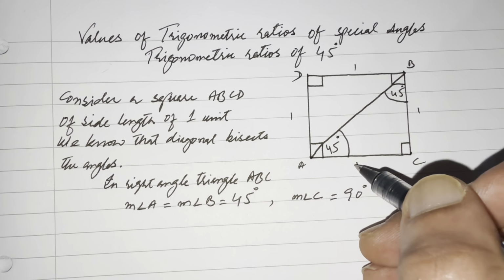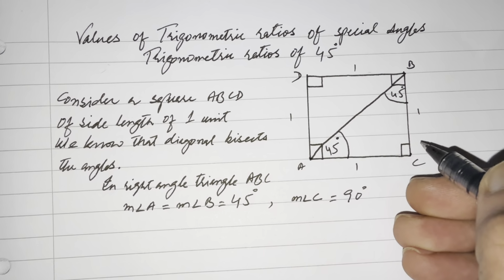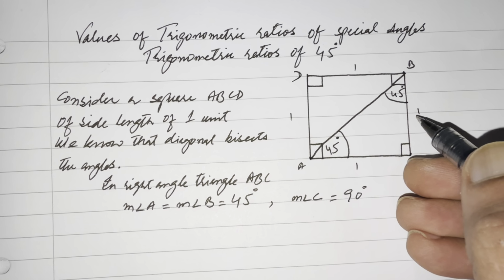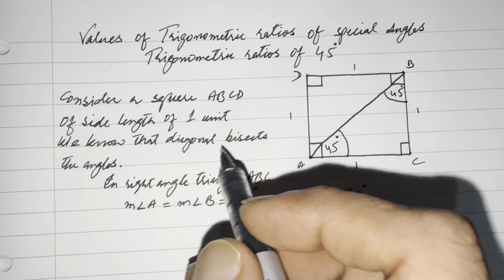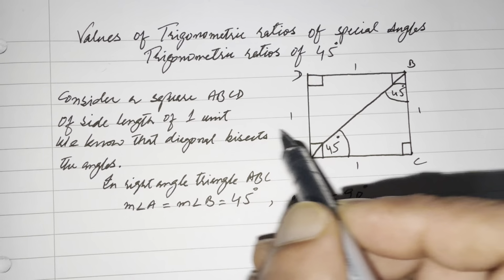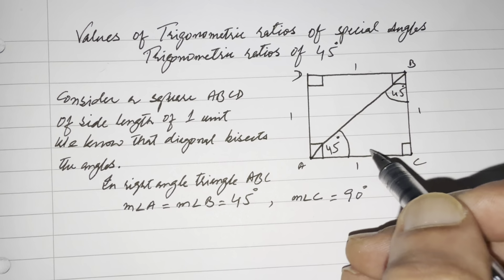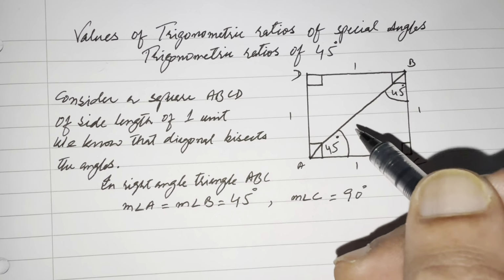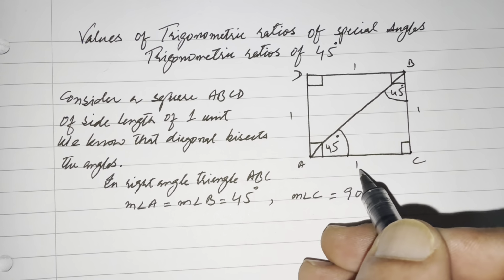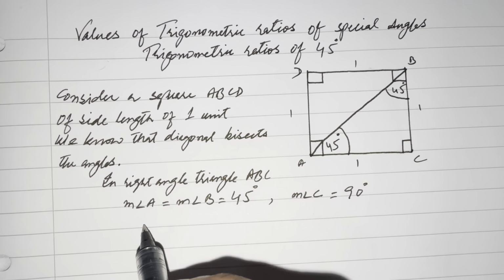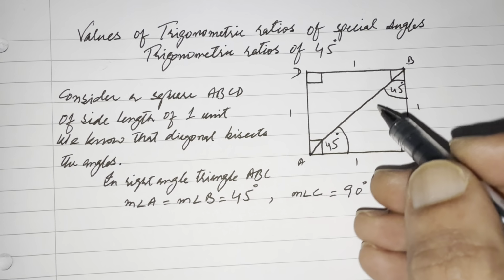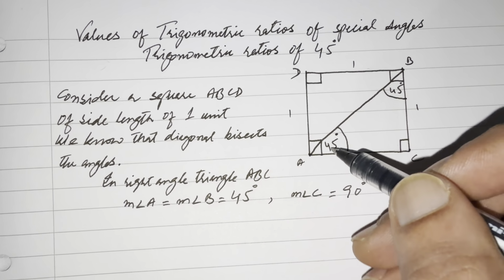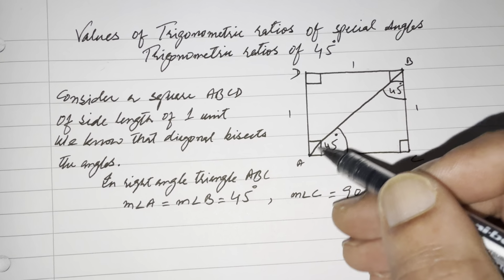Now we have got the two sides, AC and BC, equal to 1. One unit can be 1 meter, 1 centimeter, or any other length. Now we will try to find the other side, the hypotenuse of this triangle, meaning the length of AB.